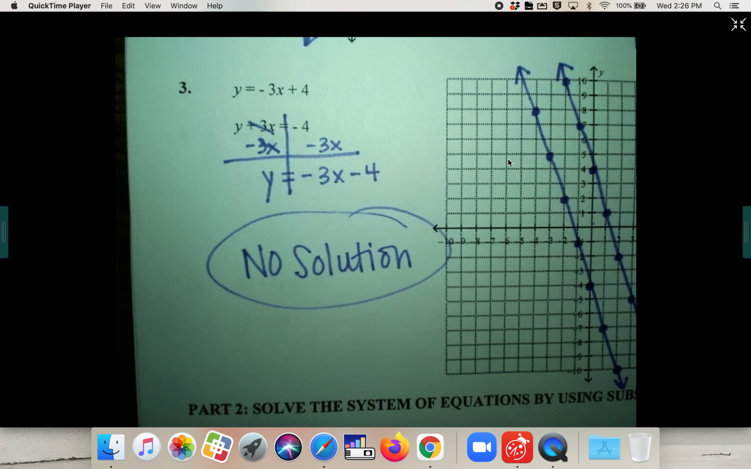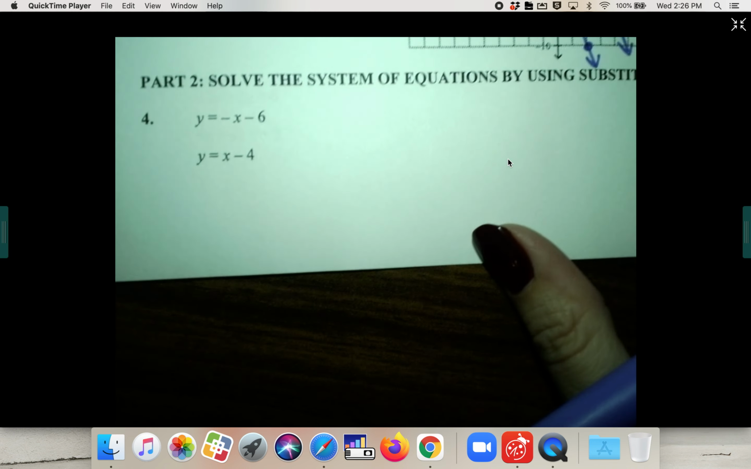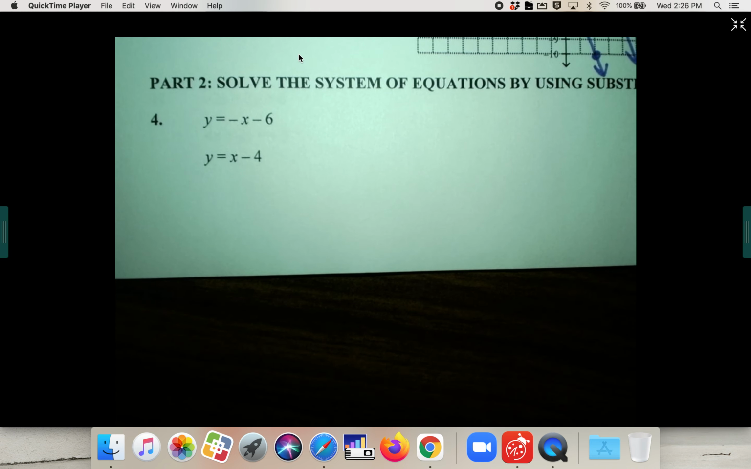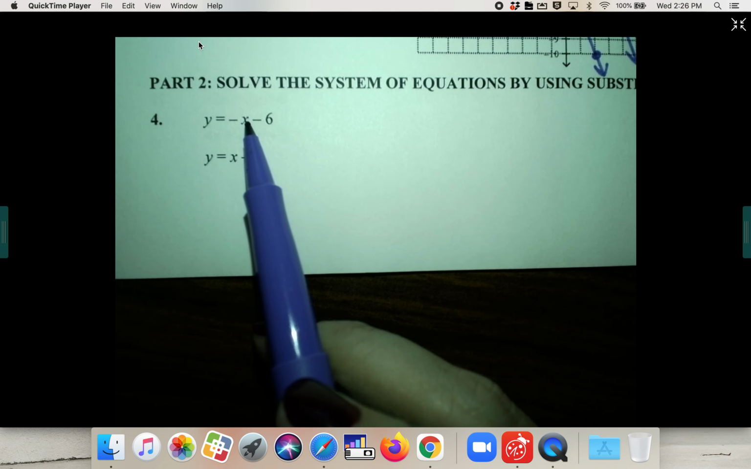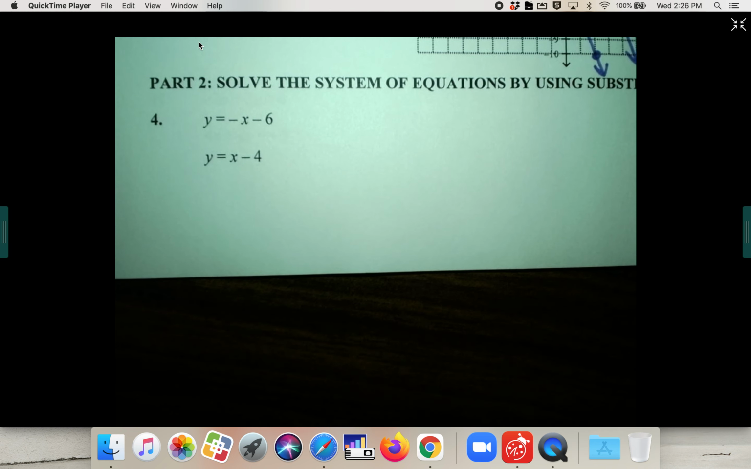Okay. Let's go down and work on substitution. If you forgot how to substitute, what you have to do is get either y or x by itself in either one of the two equations, and it doesn't matter which one.